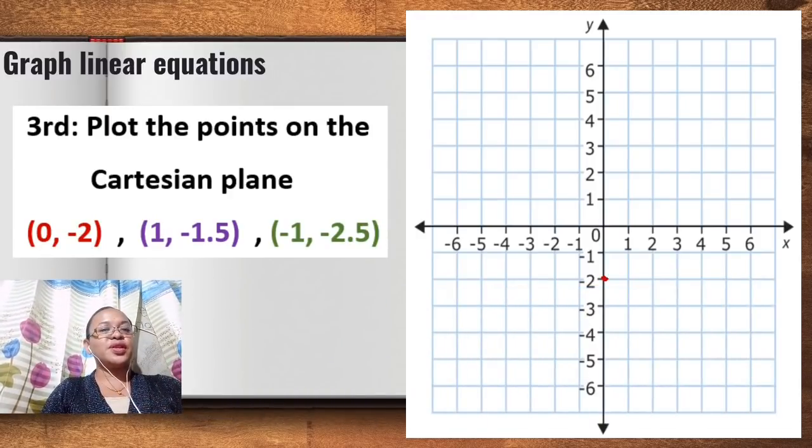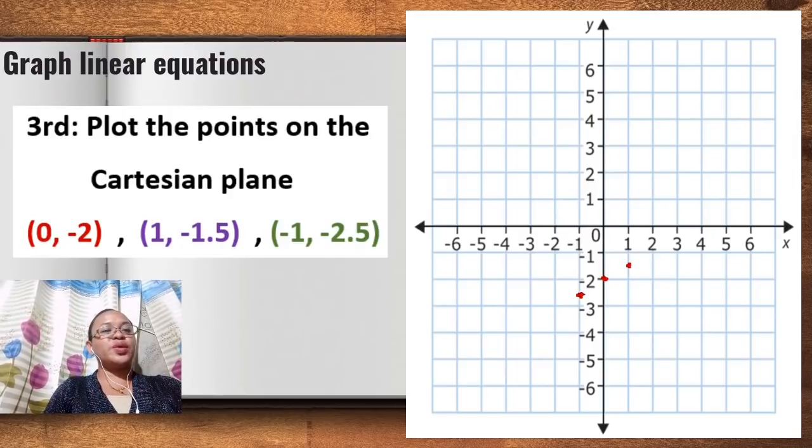We plot the first point, 0, negative 2. As you can see, the one with a red point, that is 0, negative 2. Okay, the second one is positive 1, negative 1.5. So there are already 2 red points on the Cartesian plane. The third point will be negative 1 and negative 2.5. So that one there, that's the negative 1, negative 2.5. So we can see 3 points on the Cartesian plane.